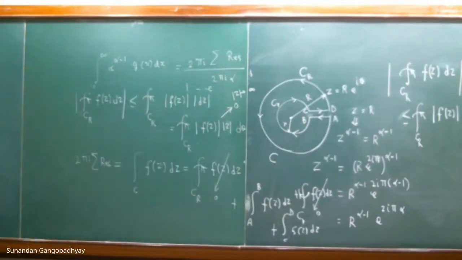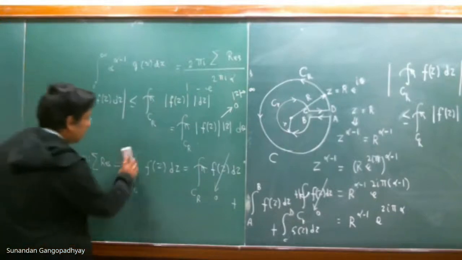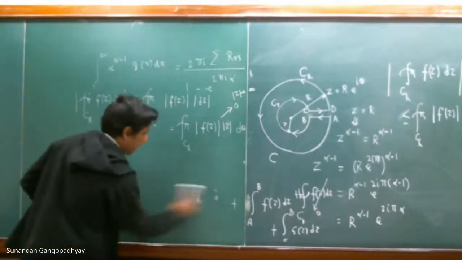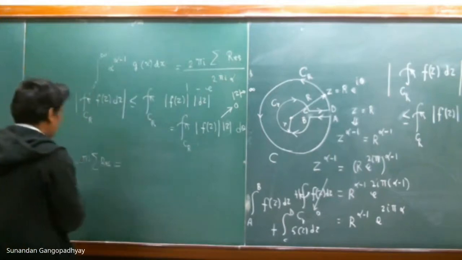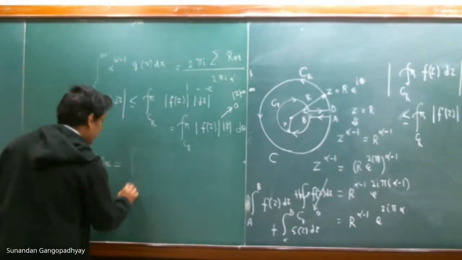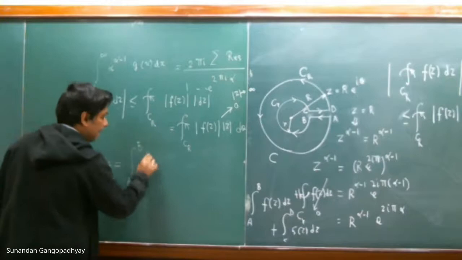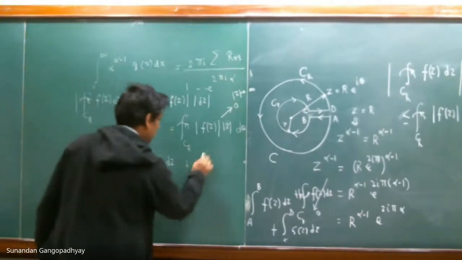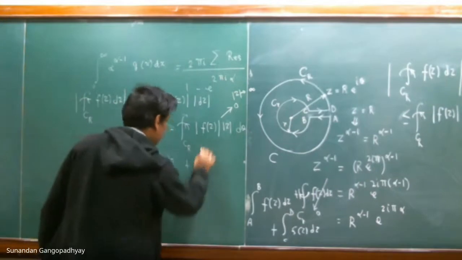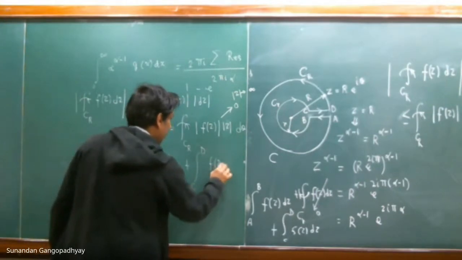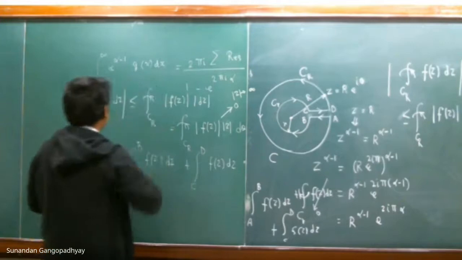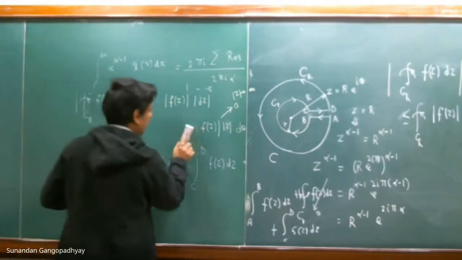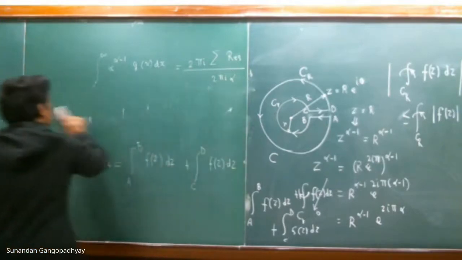So what we finally have is the following. We have this 2 pi i summation over residues is nothing but the integral from a to b of f of z dz plus the integral from c to d of f of z dz. So this is what we have.